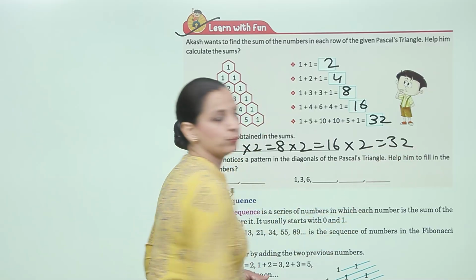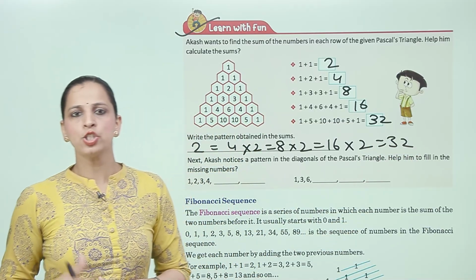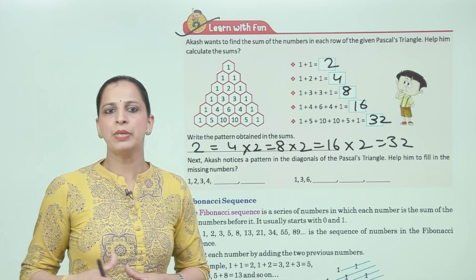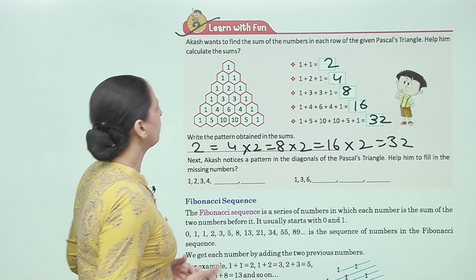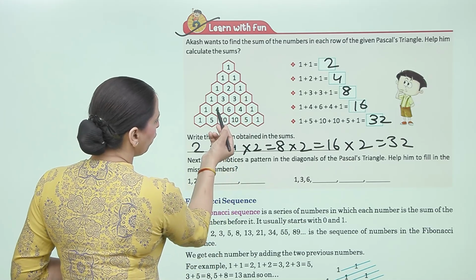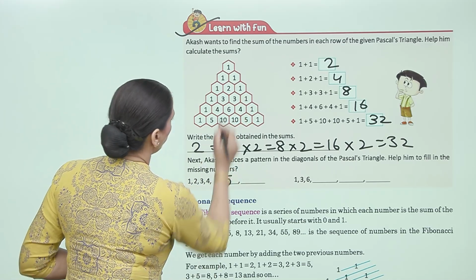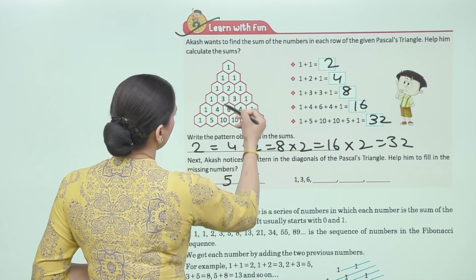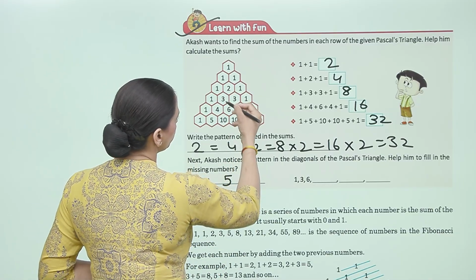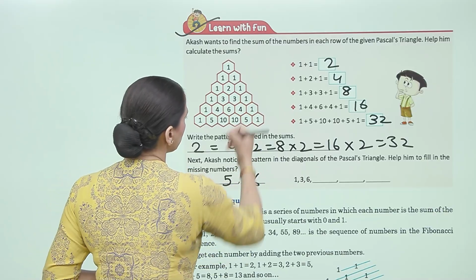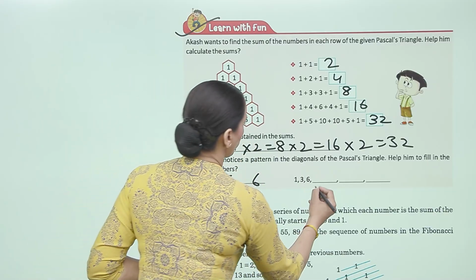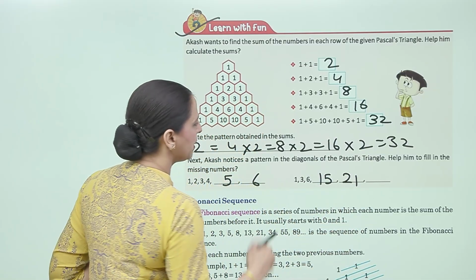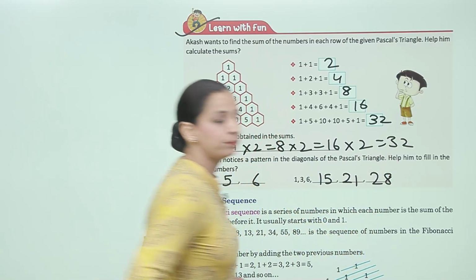is 32. Now next, Akash notices a pattern in the diagonal of the Pascal's triangle. Help him to fill in the missing numbers. Diagonally 1, 2, 3, 4, 5 and 6. Then 1, 3, 6, 10. 1 plus 2 is 3, 3 plus 3 is 6, 6 plus 4 is 10, 10 plus 5 is 15, 15 plus 6 is 21, 21 plus 7 is 28.